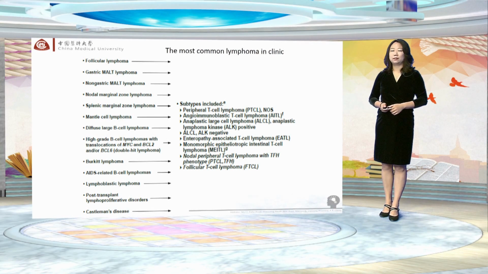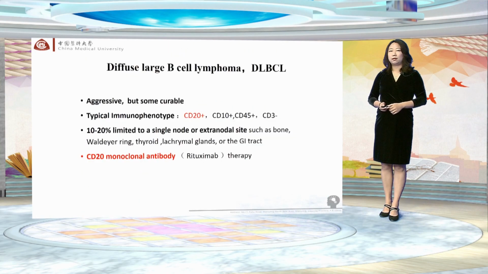On the right side is the T-cell lymphoma, including peripheral T-cell lymphoma nonspecific, angioimmunoblastic T-cell lymphoma, anaplastic large cell lymphoma, enteropathy-associated T-cell lymphoma, and so on. Now, I would like to introduce some specific subtypes of non-Hodgkin lymphoma. First, diffuse large B-cell lymphoma.